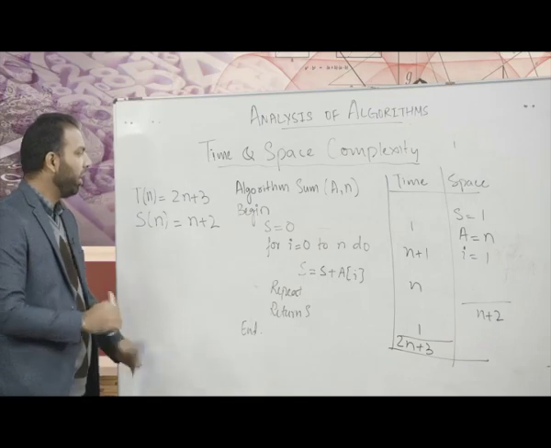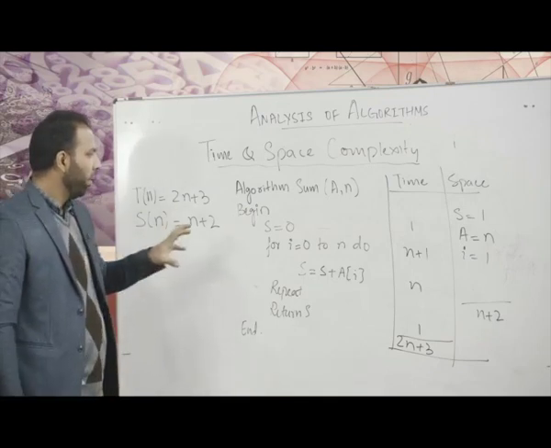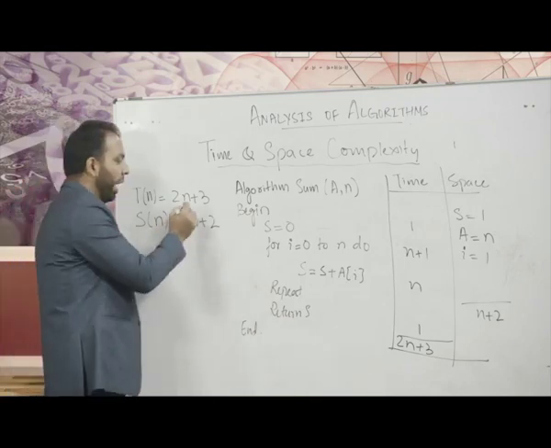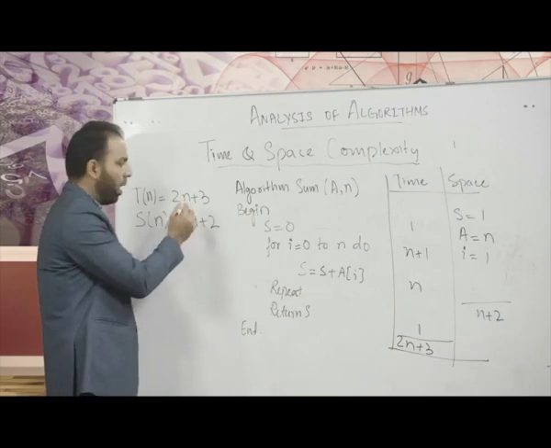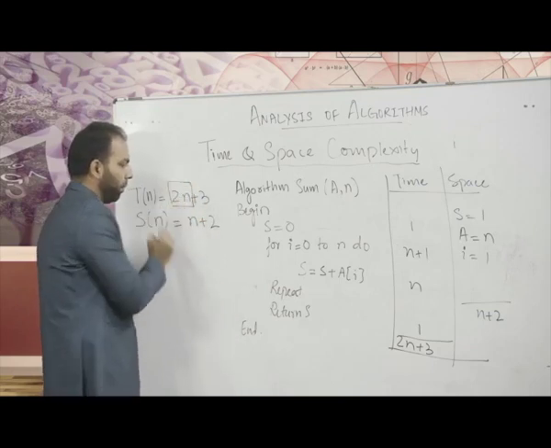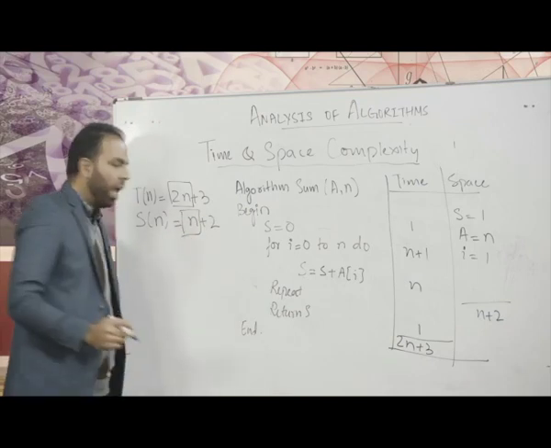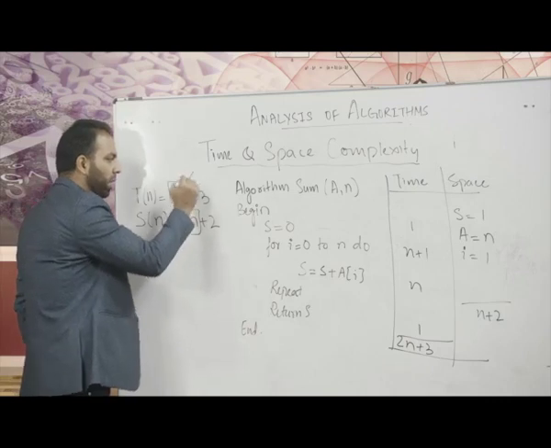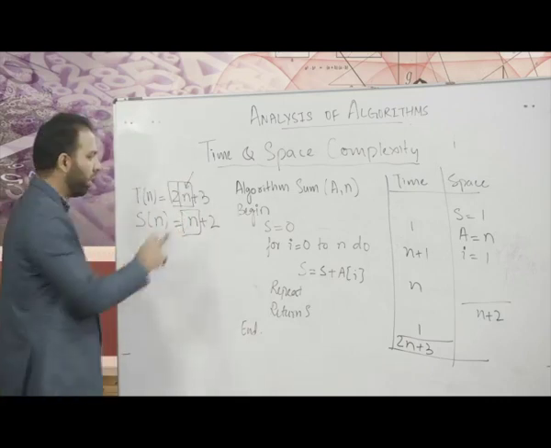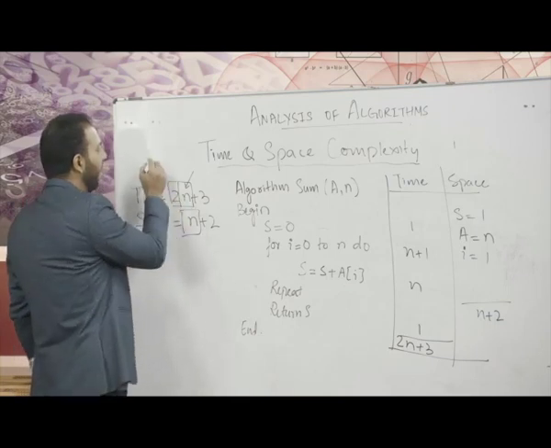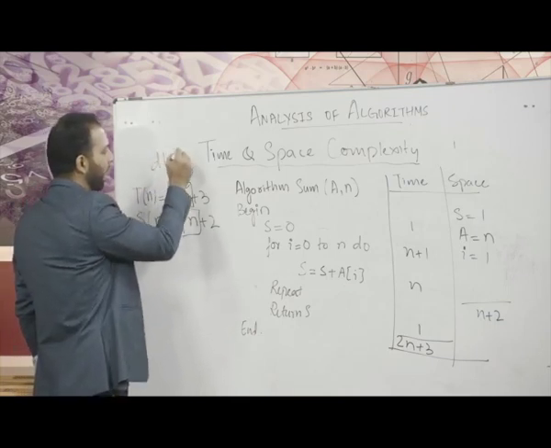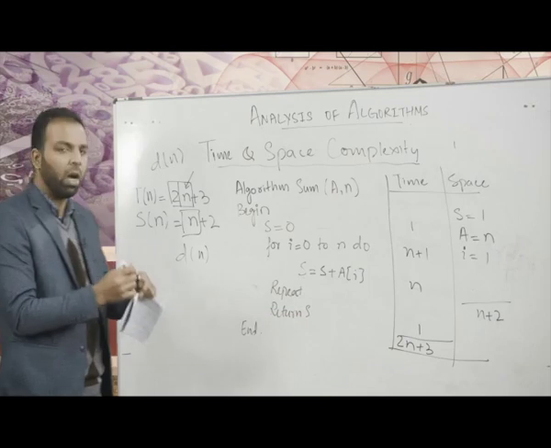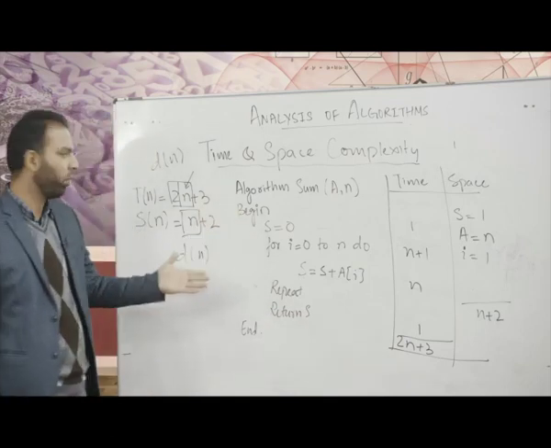Now, here's an interesting thing. In this equation, we are only interested in the higher order term. So the higher order term here is n. To be more specific, we are not interested in the constant, we are interested in this. So we can say the degree here is n, and here also the degree is n. So if somebody asks you what is the space and time complexity of this algorithm, we'll say n.